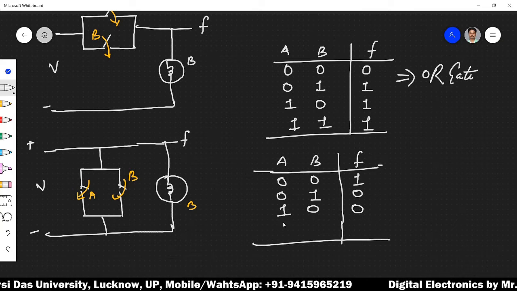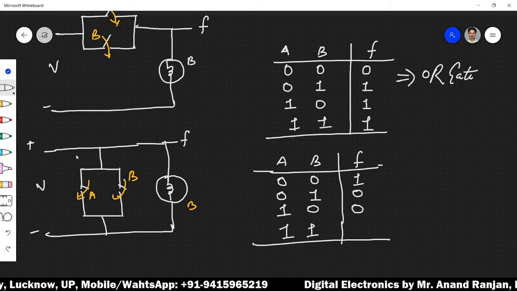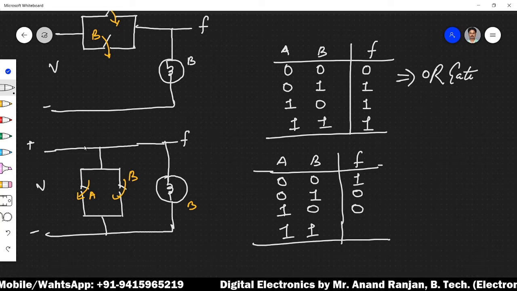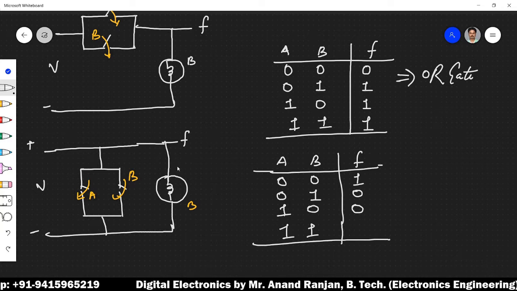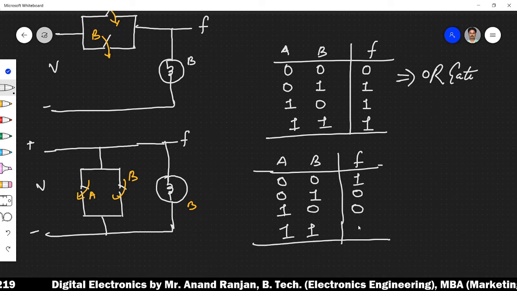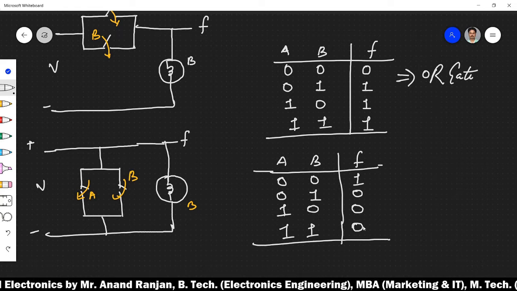And what happens when both the switches are on? Then of course, two alternative short low resistance paths are available for the conduction of current coming from this source, and no current will flow across this bulb. In that case also, the bulb will not glow, which will be reflected in this column F by 0 value.